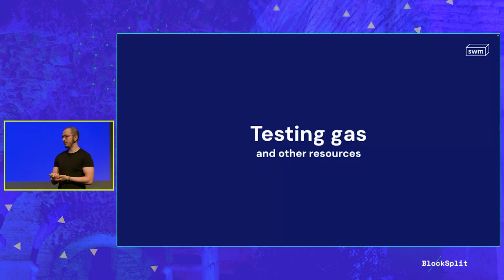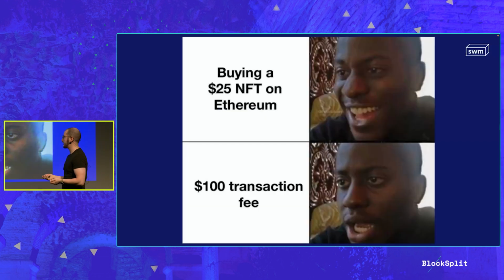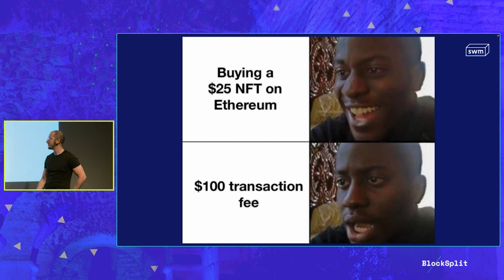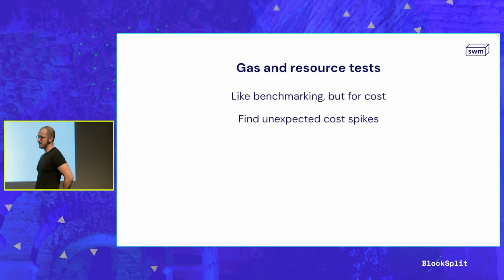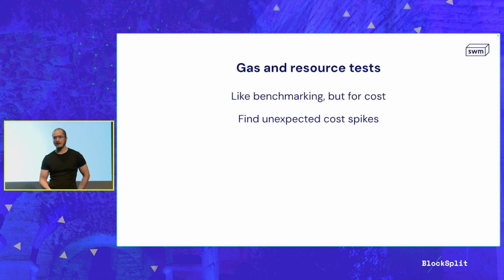Also, we do have some utilities for testing gas, which is kind of important because you don't want the user to pay $1 million for buying an NFT or performing some simple action in your app. It's like benchmarking, but for cost. Basically, it's meant to find unexpected cost spikes in your application. By testing multiple parameters, you can easily achieve that.